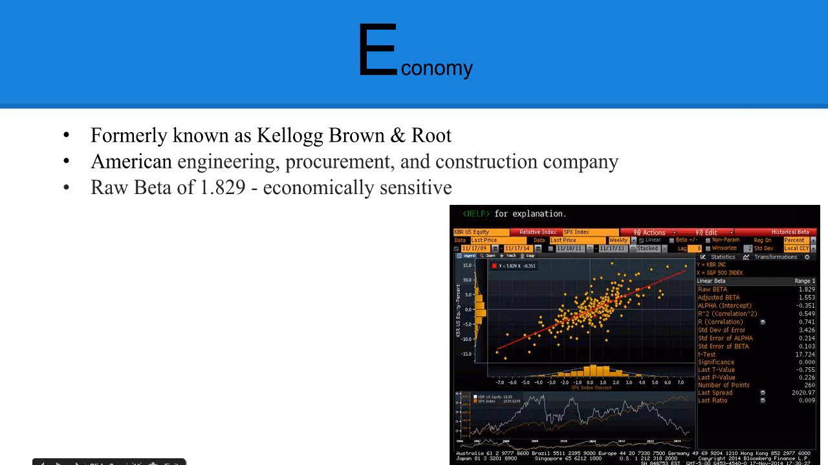Okay. So KBR is formerly known as Kellogg's Group. It's an American engineering, procurement, construction company. It's headquartered in Houston, Texas. And so we found that KBR has a raw rate of 1.829. As previously stated, that means that as the economy moves 1%, KBR also moves 1.829%, and in contrast, if the economy decreases by 1%, KBR will decrease by 1.829%, implying that KBR is very economically sensitive, high risk and very volatile.